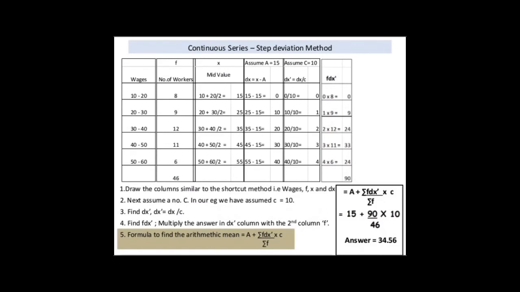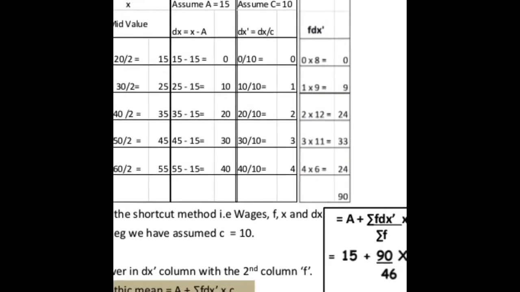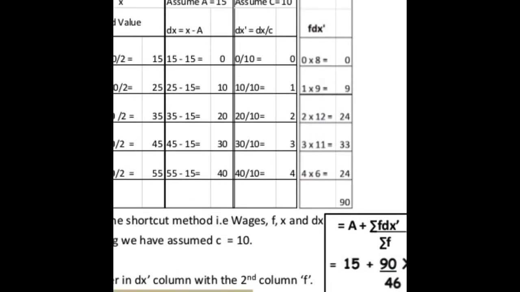In continuous series, we can also use step deviation method. Step deviation method is just one step away from the shortcut method, in the sense that the first few steps will be the same. We will calculate mid value, from mid value we will calculate assumed mean, and we are going to find out deviation from assumed mean. Only the difference is that in this case we are going to divide dx by c, which is the common factor.